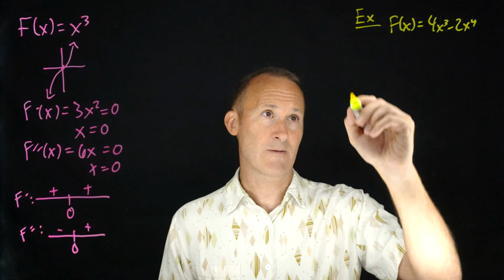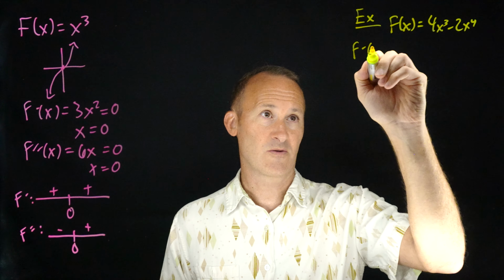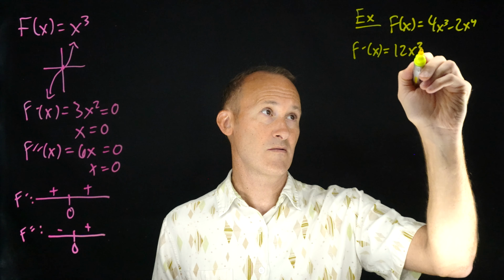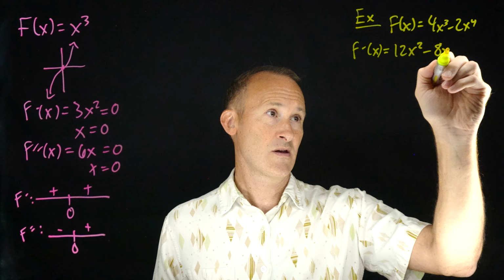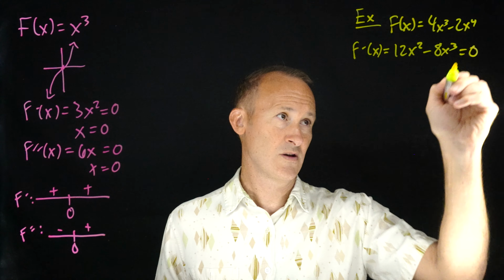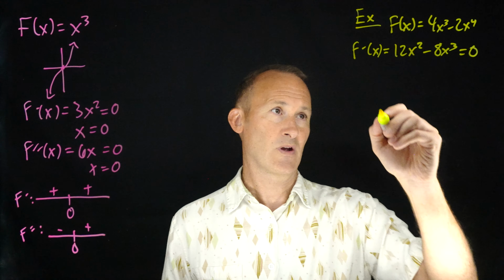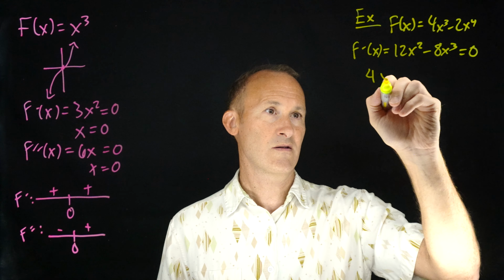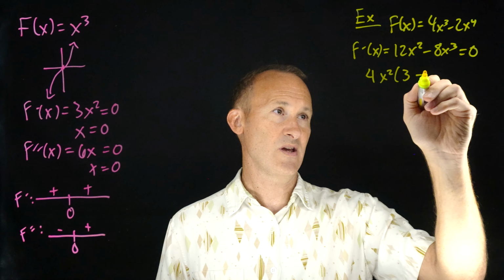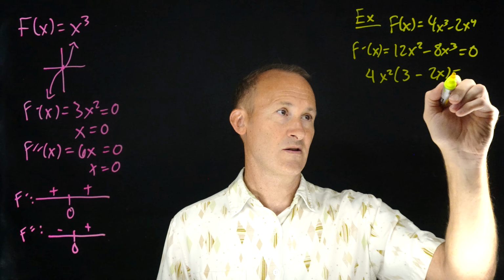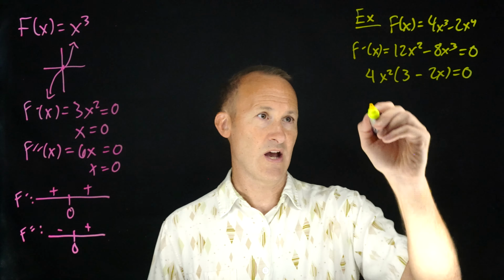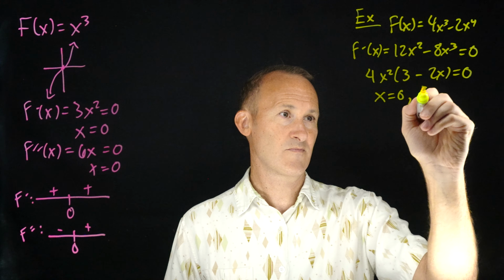Okay, so let's do as said and take the derivative. So what is f prime of x? We get 12x squared minus 8x cubed. And then when you set these equal to 0, you always want to factor. So let's go ahead and factor this. We can factor out a 4x squared, and we're left with 3 minus 2x equals 0. So we have x equals 0 to solve, and x equals 3/2.